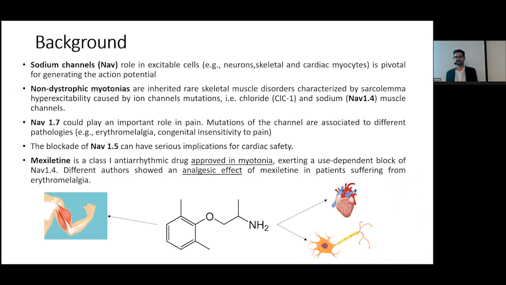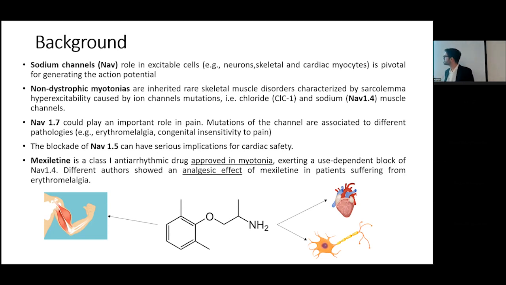Sodium channels' role in excitable cells is pivotal, for example, for generating the action potential. Endodystrophic myotonias are inherited rare skeletal muscle disorders caused by ion channels mutations, such as NaV1.4, that is a sodium muscle channel. Furthermore, NaV1.7 could play an important role in pain. In fact, mutations of the channel are associated to different pathologies such as erythromelalgia, and also the blockade of NaV1.5 can have serious implications for cardiac safety.